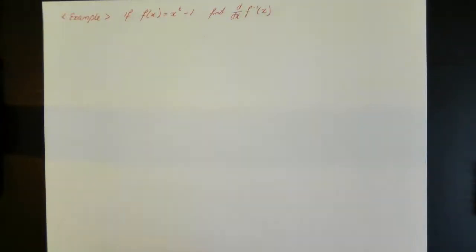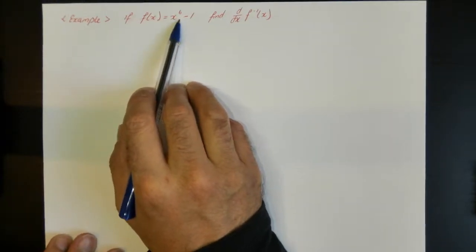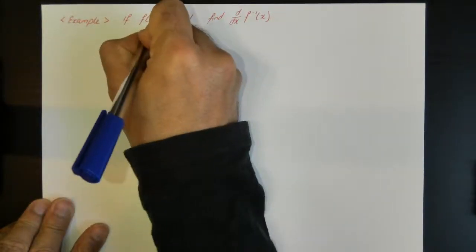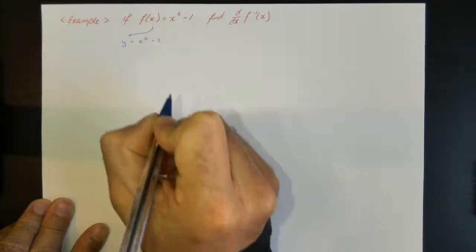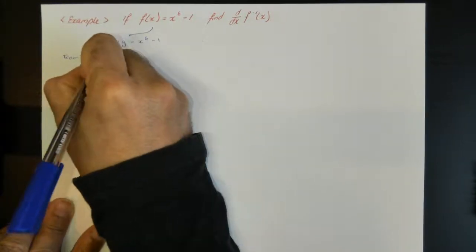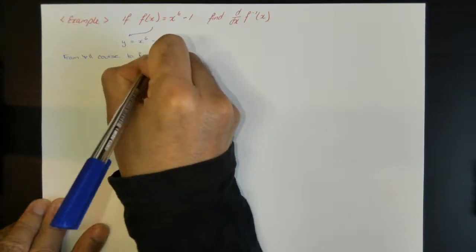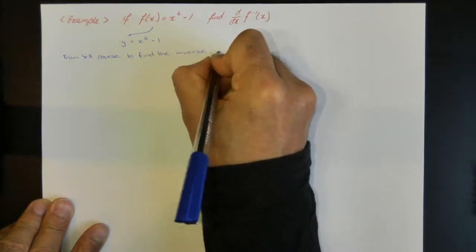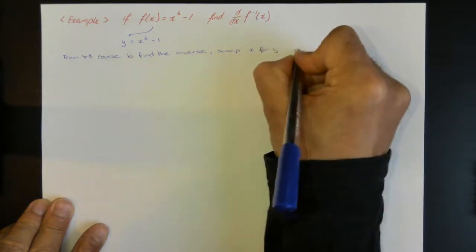Let's do some examples. If we have this function, f of x equals x to the power 6 minus 1, we want to find the derivative of the inverse. So this is saying that y equals x to the power 6 minus 1. Now, from the Year 11 course, to find the inverse, we're going to swap x for y's and vice versa.